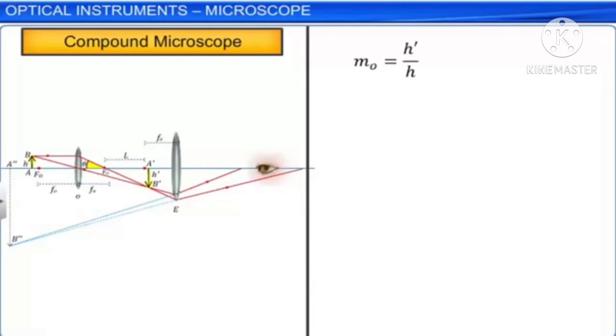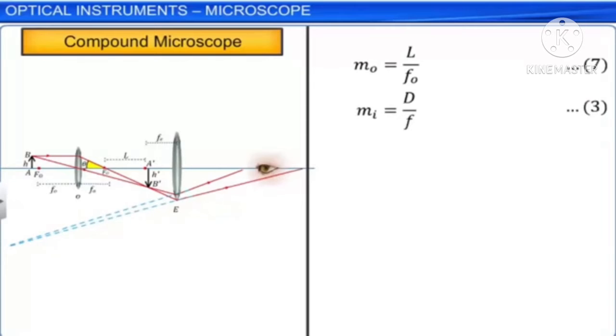If the eyepiece is adjusted in such a way that the image A'B' is formed between the first focus FE and the optic center of the eyepiece, and it is very close to FE, then the final image is formed at far point. Then we say that the compound microscope is set in normal adjustment. Since the eyepiece acts as a simple microscope, using equation 3, we can write the magnification due to eyepiece ME is equal to D by FE. Let this be equation 8.